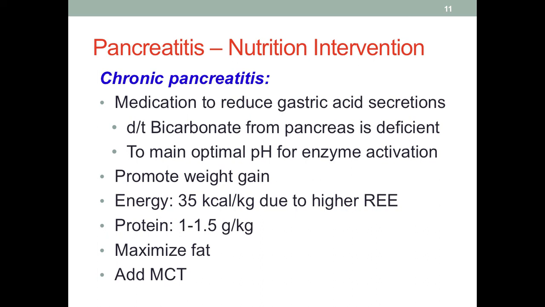We could also add medium chain triglycerides into the diet. And this is because fatty acids digested from the MCT can enter the bloodstream more rapidly than triglycerides from the long-chain fatty acids. So remember, the MCTs are absorbed directly into the portal circulation and transported to the liver to be processed.